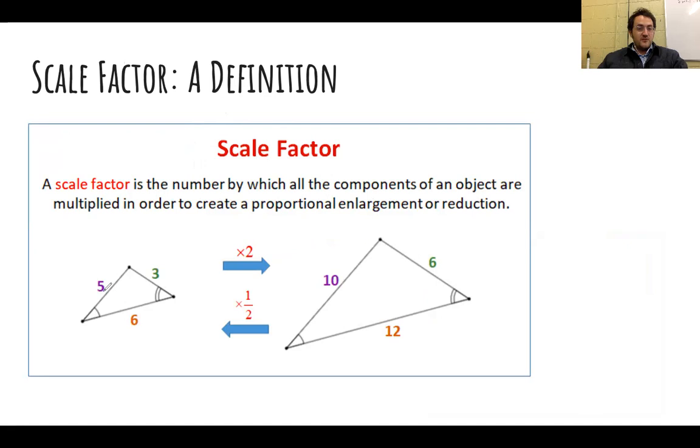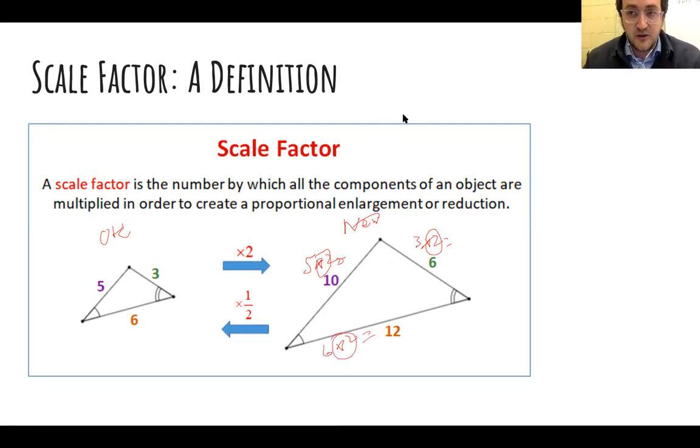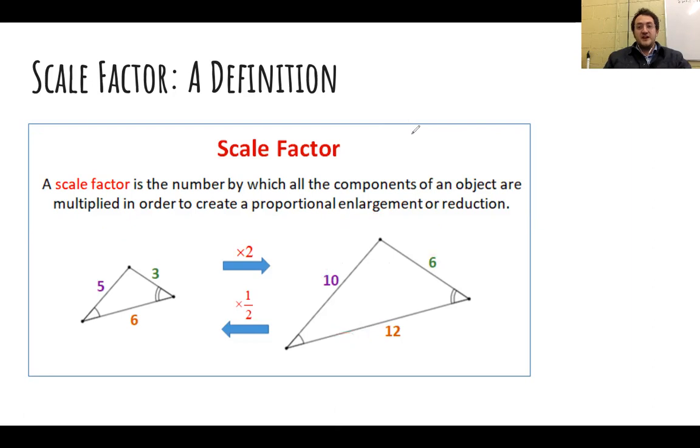So let's say that I'm going from the small to the big. So this is like the old, and this is the new. So if I did 5 times 2 to get me 10, on this one I would do 3 times 2 to get me 6. And I would do 6 times 2 to get me 12. So I'm just multiplying by the same thing. And if I were to go the other way, I would just multiply by 1/2 each time.